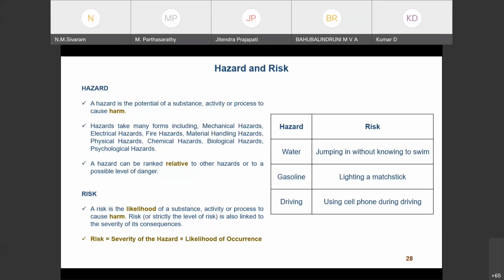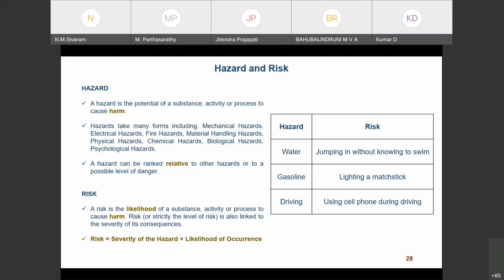Mechanical hazard is very simple. The robot is a mechanical hazard. It has the potential for trapping you or crushing you. So that is a mechanical hazard. Electrical hazard is present when an electrical circuit or electrical device is not protected properly. It can create shock, or sometimes it can also cause loss of life.